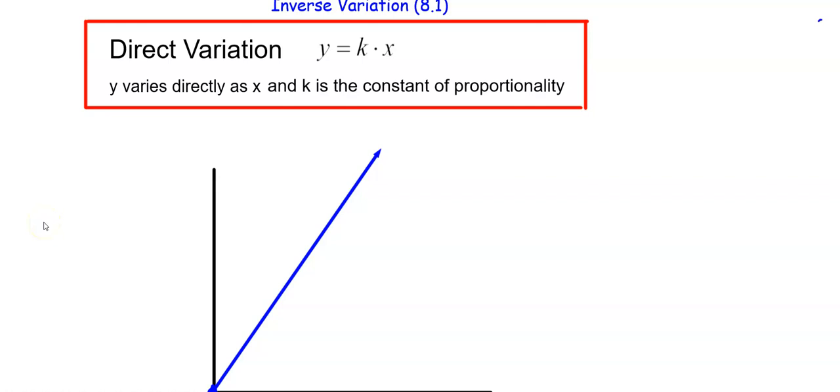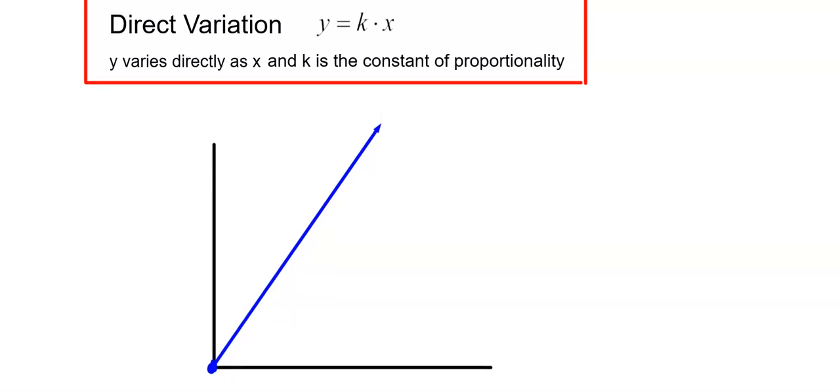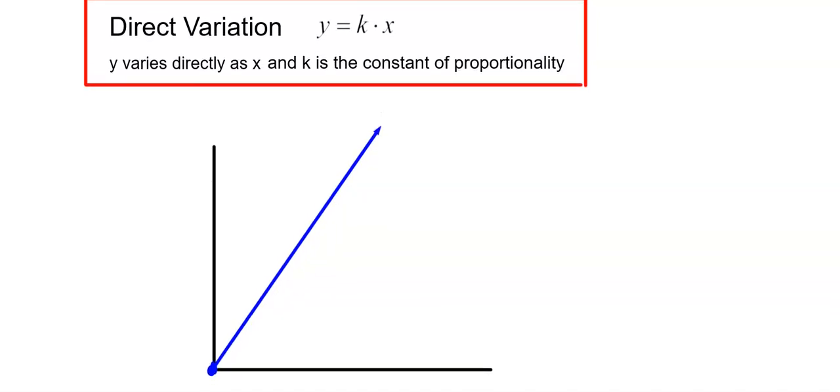Okay, today we're talking about inverse variation, but first let's actually talk about direct variation. So this is a review of something you've had, which is this formula, y equals kx. Remember, k is a constant. It's actually not a variable per se. Once you find out what it is, you want to write it down.